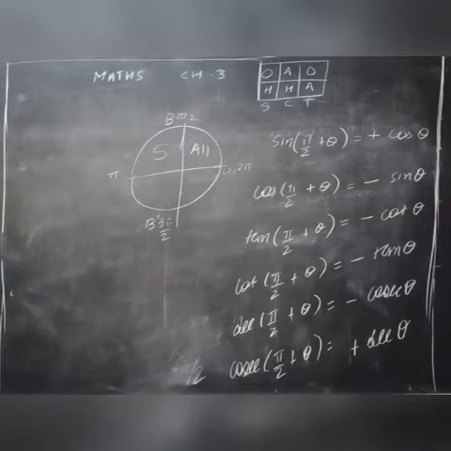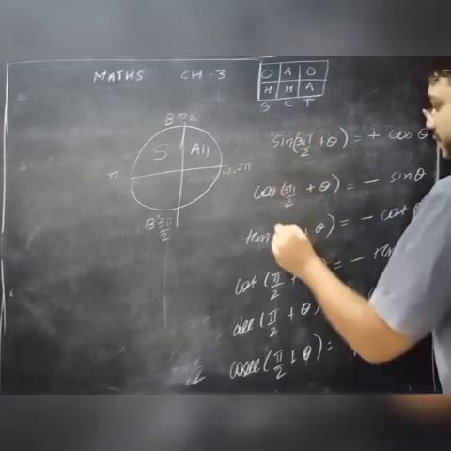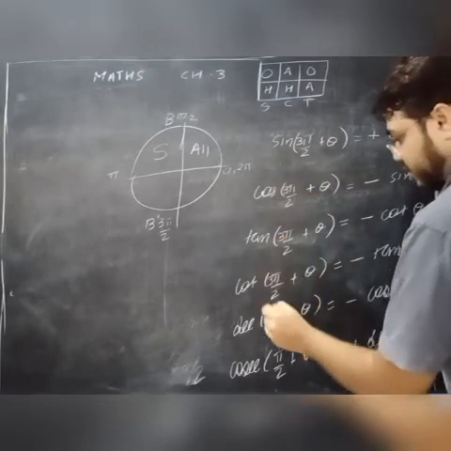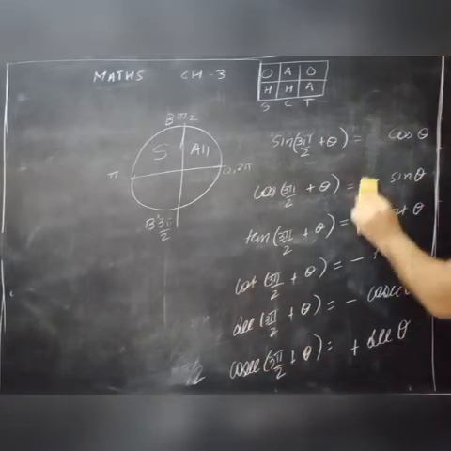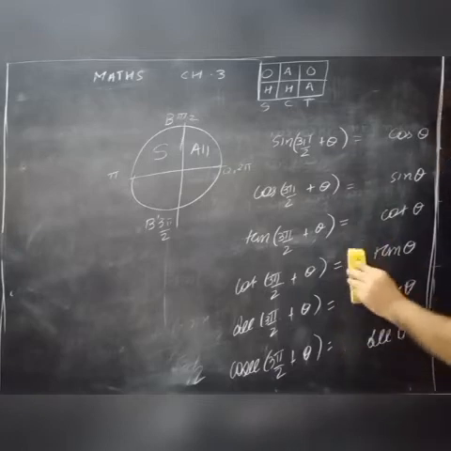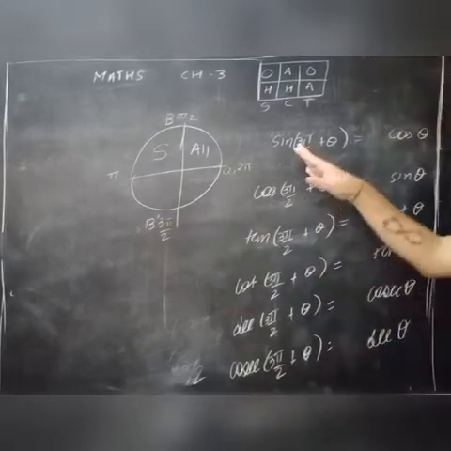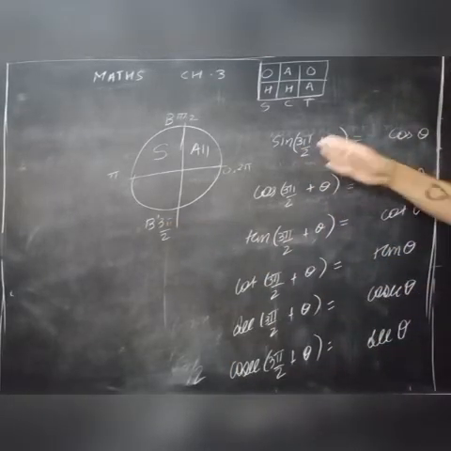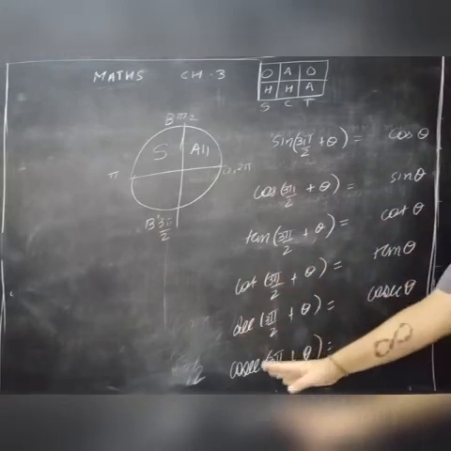Now let's try to understand the formula for 3 pi by 2 minus and 3 pi by 2 plus. So I will just make 3 in front of pi by 2. Right. So as you can see, the reference point used over here is B dash. Therefore, the function will change. Sin will become cos, cos will become sin, tan will become cot, cot will become tan, sec will become cosec, cosec will become sec.